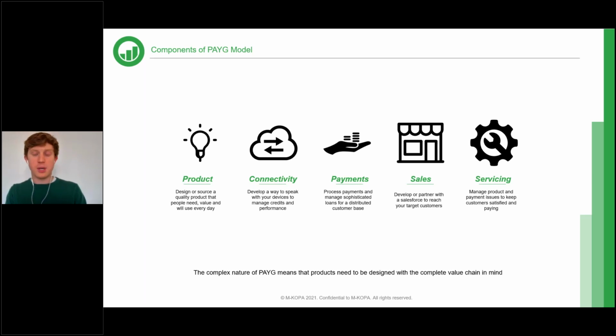Fourthly, then, is thinking about sales. So this sounds obvious, and it's true, of course, of any product development process, but you really need to understand how you plan on getting it to customers. So this should be right at the beginning of your design process.